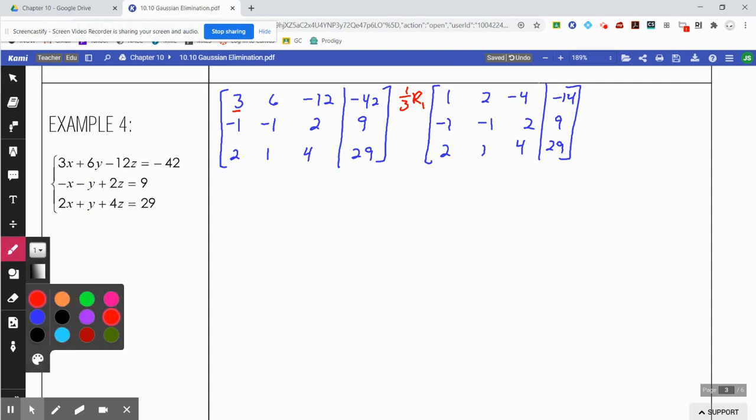Again, we are now going to use that to make this a 0. So you ask, what can I add to -1 to make it 0? And that'd be a +1. So I'm going to do +1 times row 1. I'm going to add it to row 2. That's only going to change row 2.